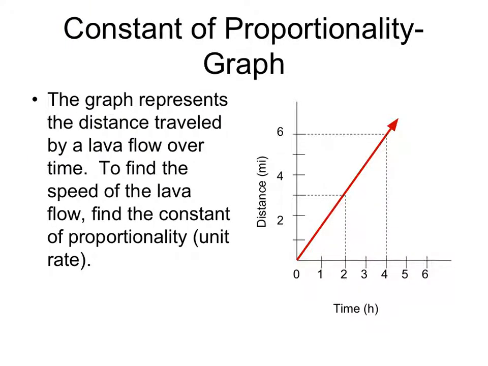First, we'll locate the constant of proportionality in a graph. The graph represents the distance traveled by a lava flow over time. To find the speed of the lava flow, find the constant of proportionality. And for this example, our constant of proportionality will be the unit rate that we find within this graph.